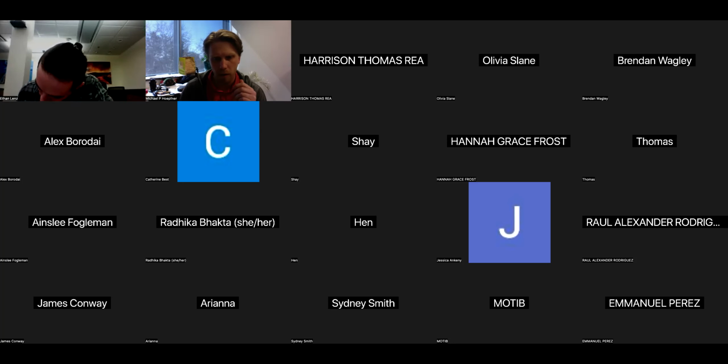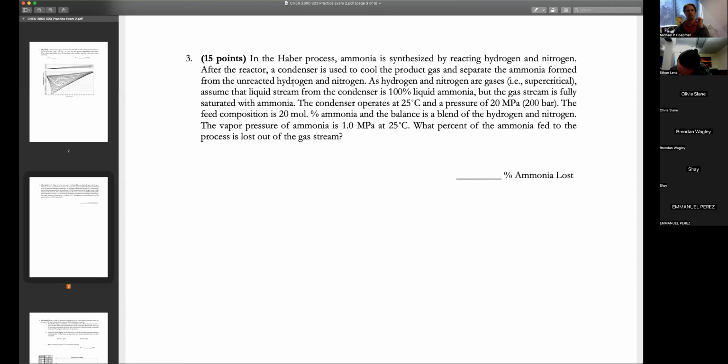Let's share that one here. So in this problem, in the Haber process, ammonia is synthesized by reacting hydrogen and nitrogen. Condensers are used to cool the product and separate the ammonia. As hydrogen and nitrogen are supercritical gases, assume that the liquid stream from the condenser is 100% ammonia. The gas stream is fully saturated. The condenser operates at 25 degrees C and a pressure of 20 megapascals. That's pretty much repeating the same thing, that X is just going to equal 1, right?